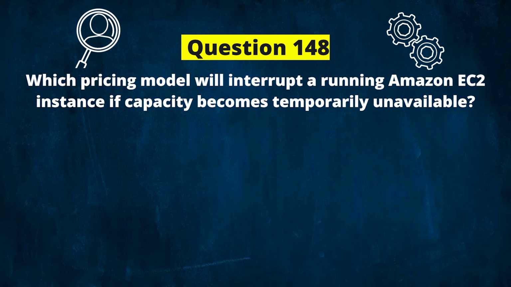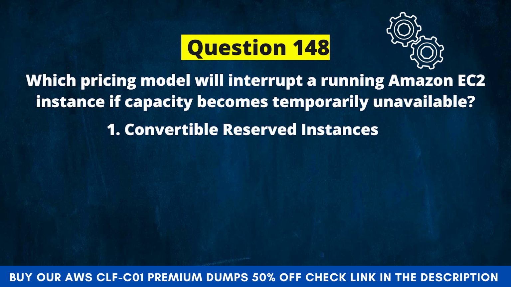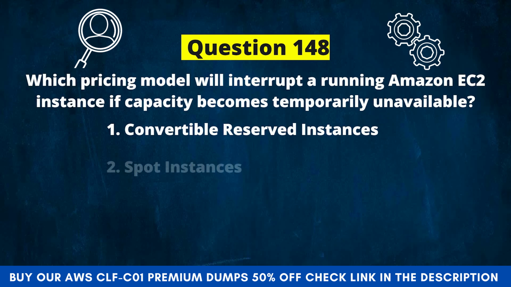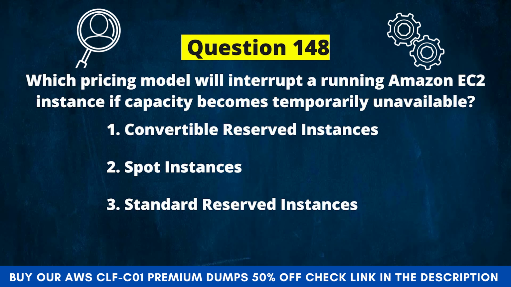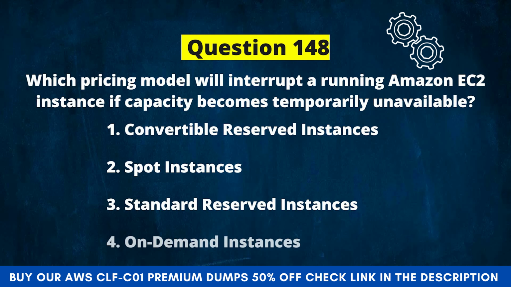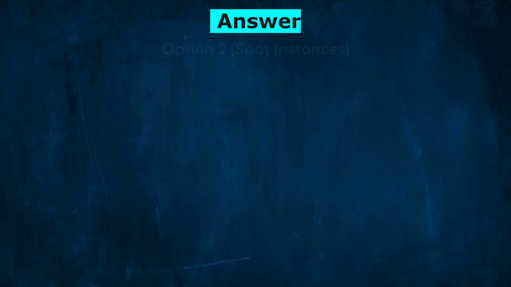Next question. Which pricing model will interrupt a running Amazon EC2 instance if capacity becomes temporarily unavailable? Now the options are: Option 1. Convertible reserved instances. Option 2. Spot instances. Option 3. Standard reserved instances. Option 4. On-demand instances. And the correct answer is Option 2.